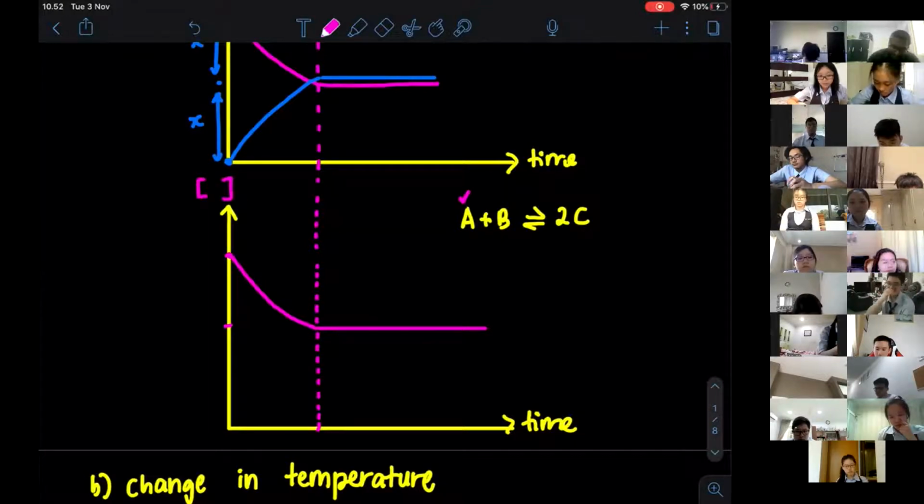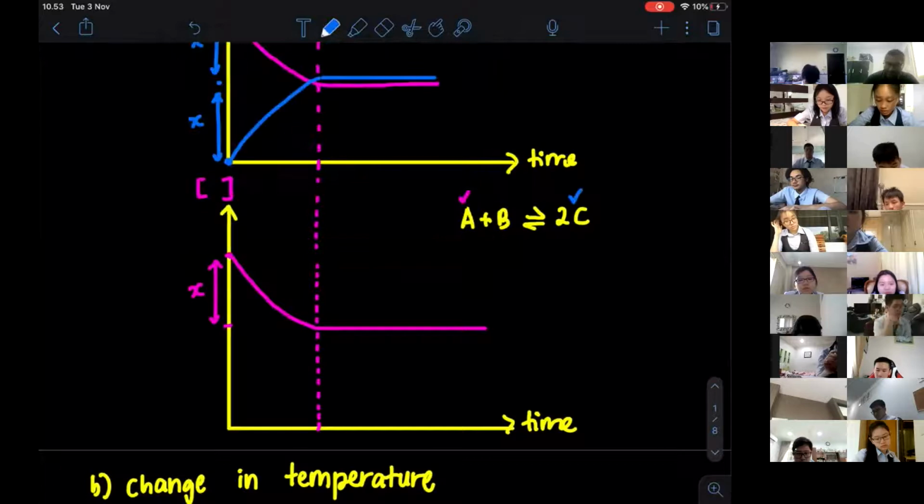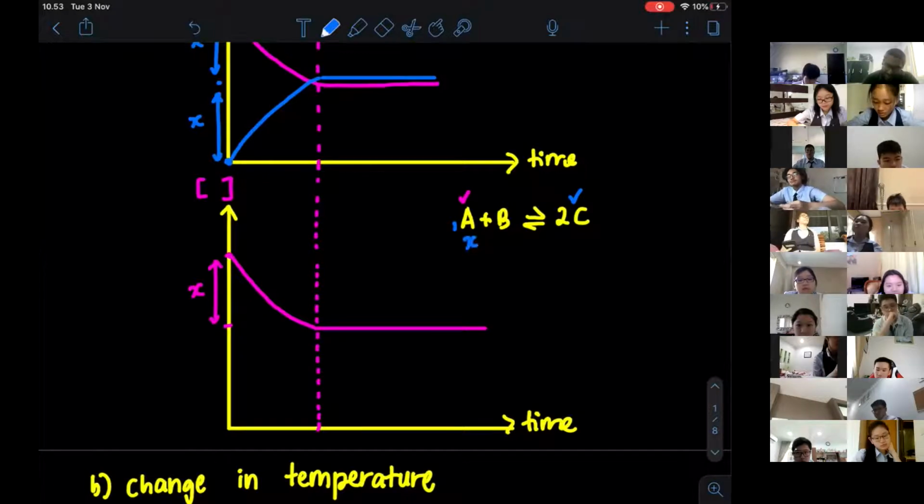Now, I know this is going to be X, the length. Now I want to show that for my C. But take note that every 1 mole of A will give you 2 moles of C. If this is X, this is decreased by X. You are going to also have B decreased by X. 1 mole will react with 1 mole.